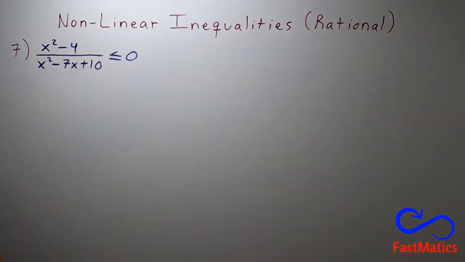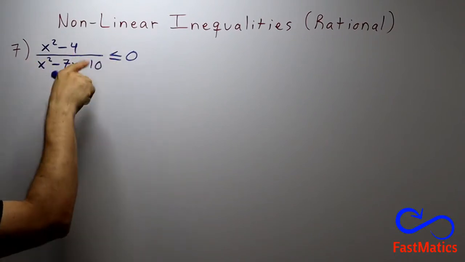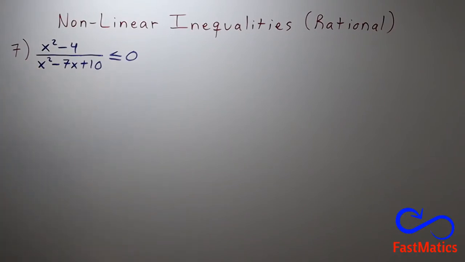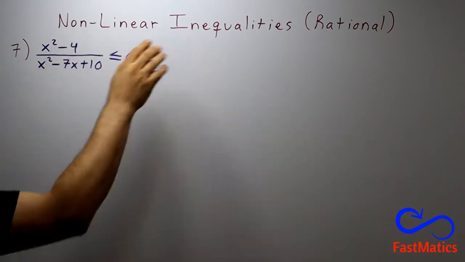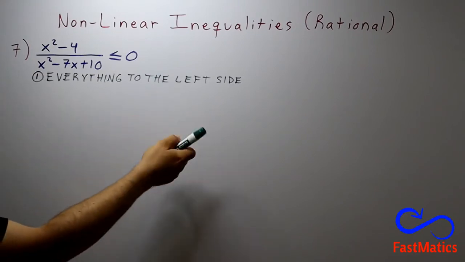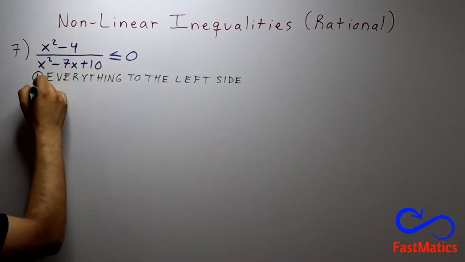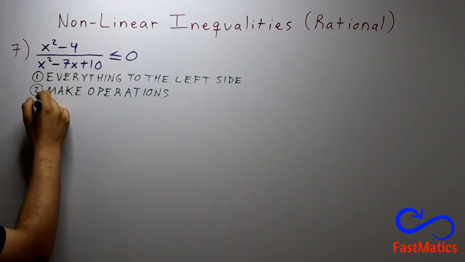Follow me please. First of all, we identify that it is an inequality and that it is rational because you have letters in the denominator. So, we are going to follow the same steps that we have followed for the nonlinear inequalities, quadratic or whatever. First step, everything to the left side. That's it. Nothing to pass to the left side. Second step, make operations, but here there are no operations to do.